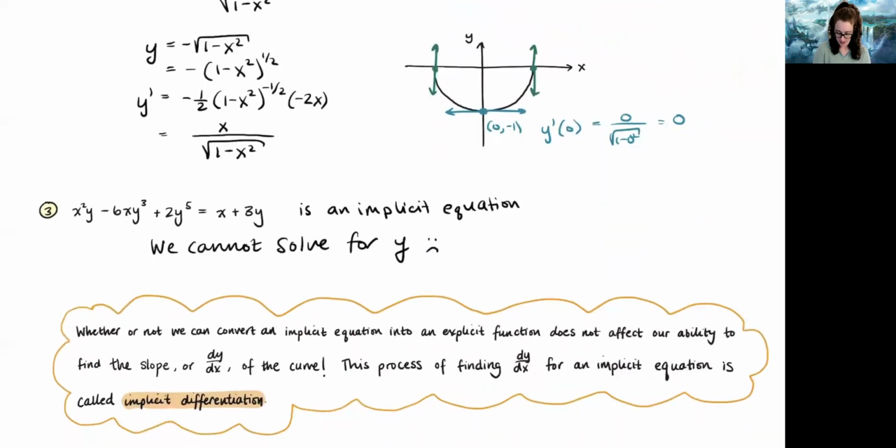Okay, so the idea here, or what implicit differentiation is, is that whether or not we can convert an implicit equation into an explicit function, it doesn't affect our ability to find the slope or dy dx of the curve, thankfully. Don't worry, I'll tell you all about how to do it. This process of finding dy dx for an implicit equation is called implicit differentiation.